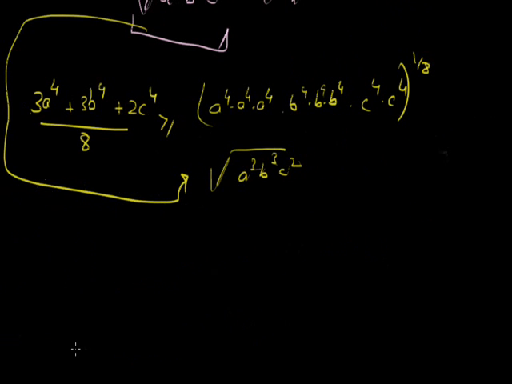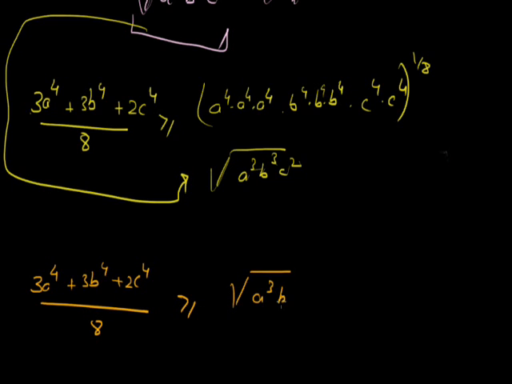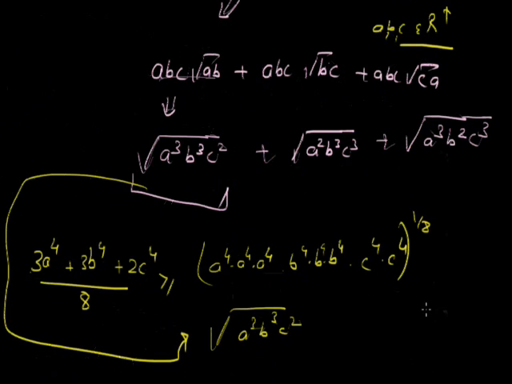Wow, what a wonder here. Now can I say that (3a⁴ + 3b⁴ + 2c⁴) upon 8 is greater than or equal to under root of a cube, b cube, and c square? Or in other words, under root of a cube, b cube, c square is abc under root of ab, right? Now this quantity is this quantity, and this is this quantity. We got the first quantity here.